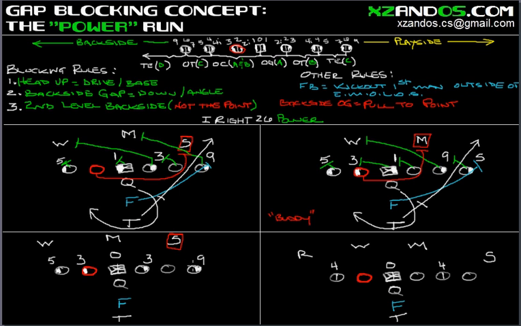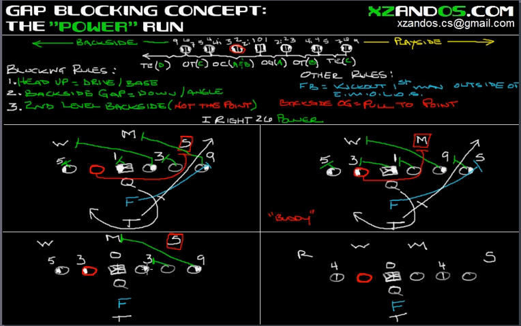head up, inside, second level backside past the point. We're going to go block the Mike with the tight end. Let's move to the tackle, head up. Nobody is head up. We do have an inside player, so we're going to block down on the 3 like so.